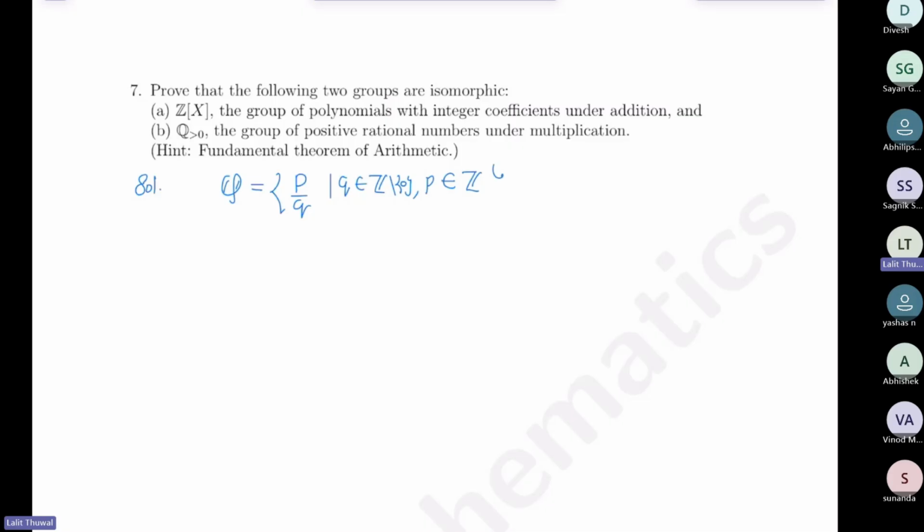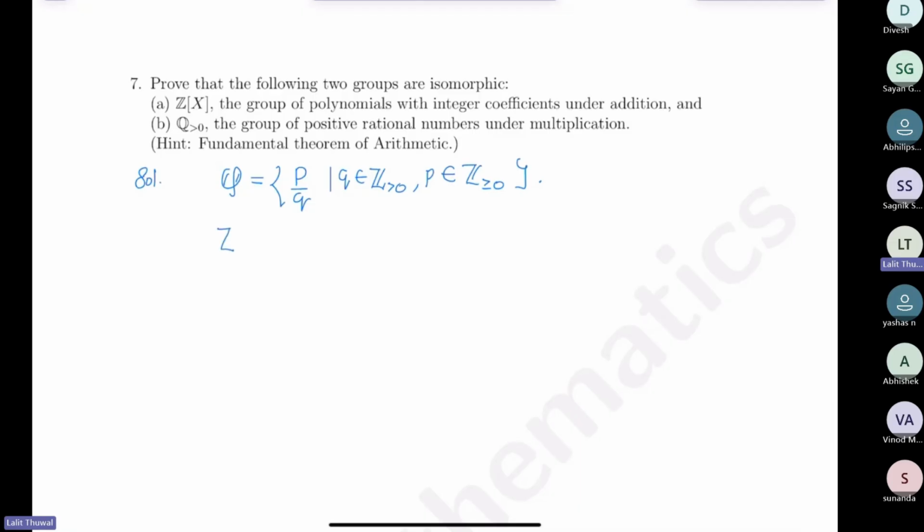Right? And we have to take positive rational numbers, no? So what I should write here, and here I should write greater than or equal to. Okay?